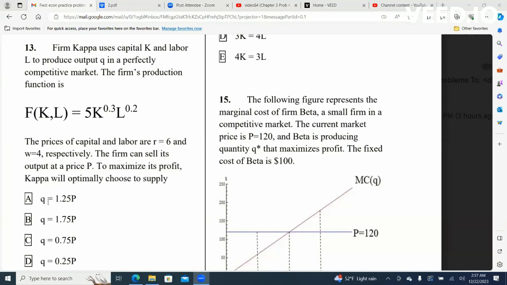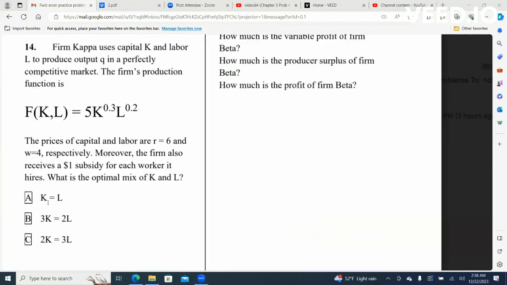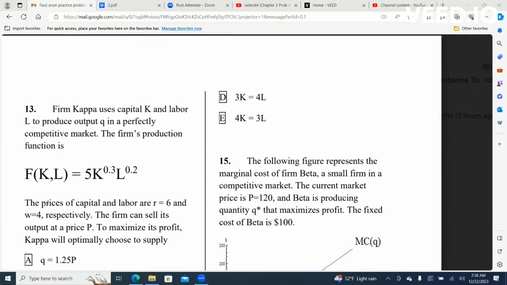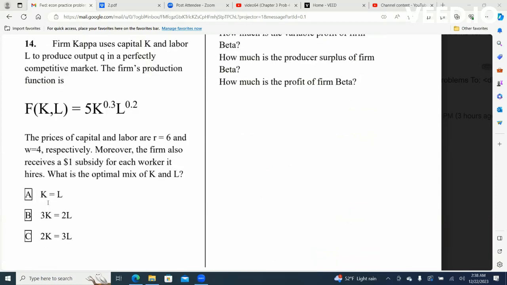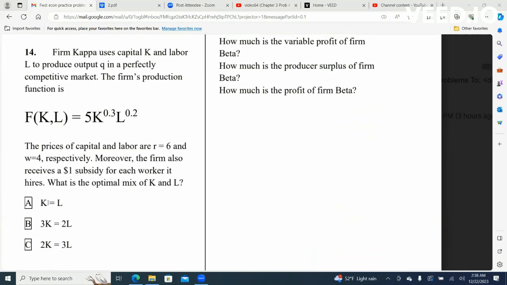Okay, so can we jump right into 14? I think that's fine. We have some stuff up there, it doesn't matter. For future tense, I think the answer is going to be E, 4K equals 3L. So this is number 14. So firm kappa uses capital K and labor L to produce output. I just know how long this problem might take here, so I'm just going to do it in another video.